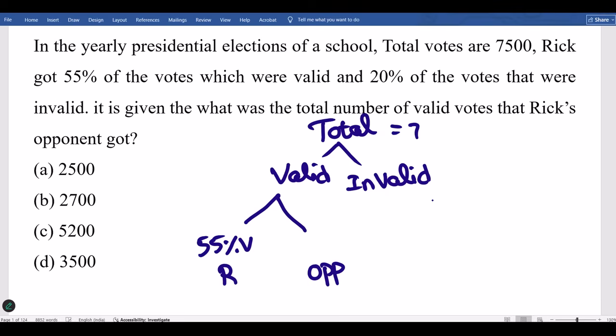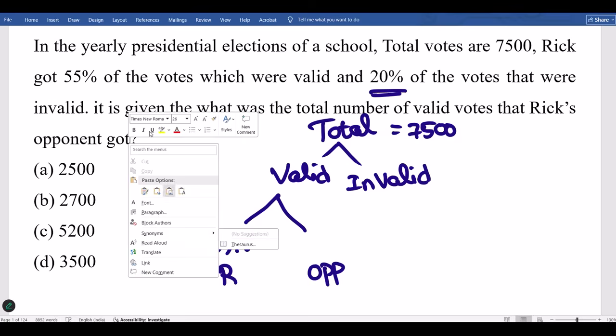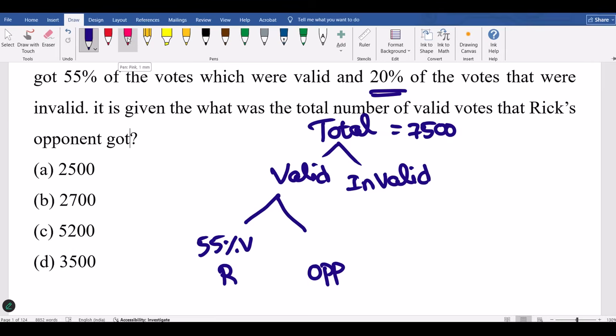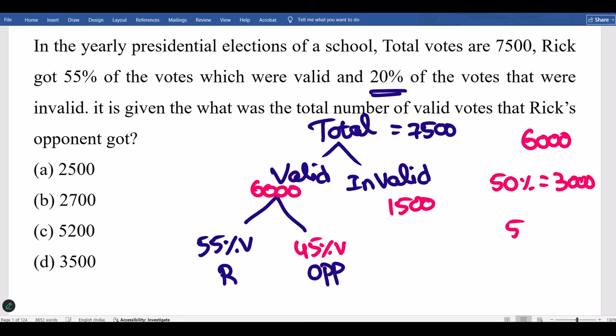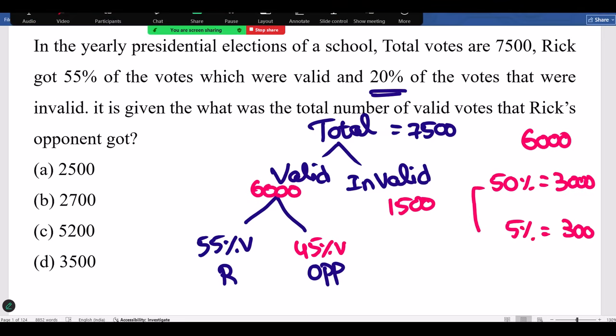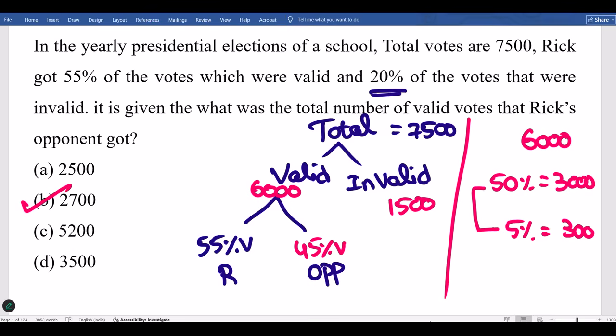So now total is 7,500. 20% are invalid, means 20% gone. So among 7,500, 20% means 1,500. 10% is 750, 20% is 1,500 gone, 6,000 is valid. Among this valid, 55% is Ricky's, remaining 45% of the valid is the opponent's. So what is 45% of this? For 6,000, 50% is 3,000, 5% is 300. Opposite candidate got 45, so we take the difference, which is 2,700. 2,700 is what Ricky's opponent got, and Ricky got 3,300. Adding, valid votes 6,000 will be obtained.